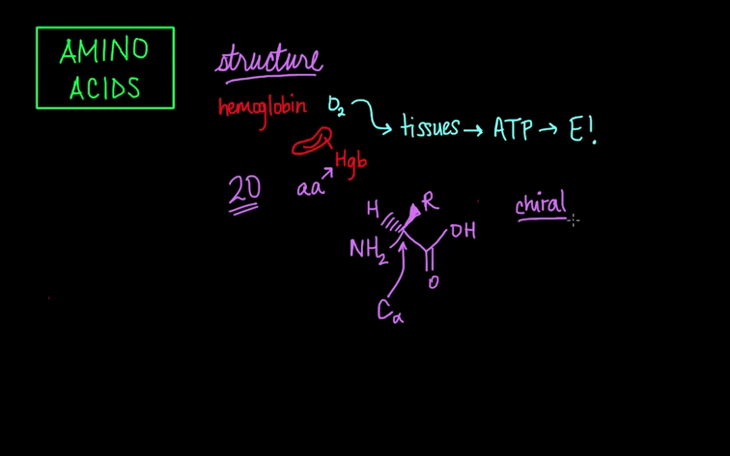Remember that chirality really refers to optical activity. In other words, if you were to shoot plane polarized light at an amino acid, because this carbon is chiral, it would rotate that light. That's what chirality is really referring to. It's referring to optical activity.